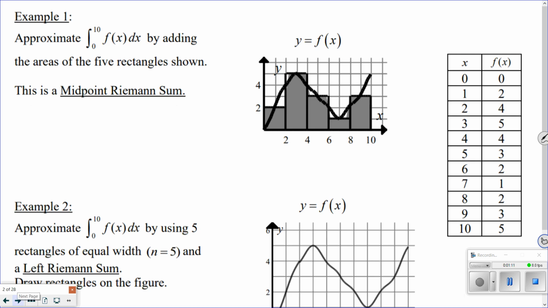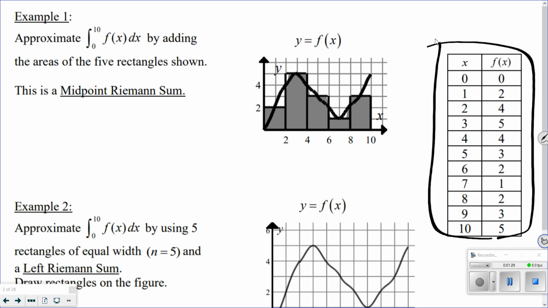It says approximate the integral from 0 to 10 of f of x dx by adding the areas of the 5 rectangles shown. This is called a midpoint Riemann sum. If you look over here, they have this graph. They also have this table that goes with it. I don't know what f of x is, so I can't actually integrate it and find the exact area. But if you look at those rectangles that are drawn, we're going to approximate it by looking at that. So this is pretty simple.